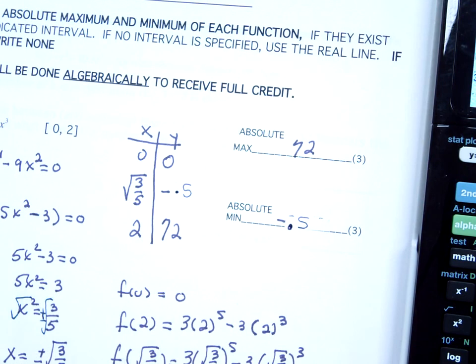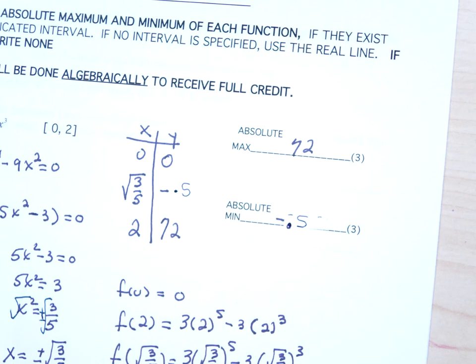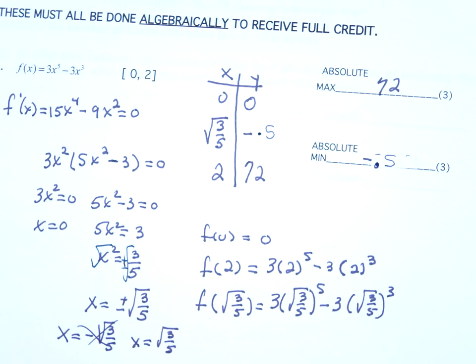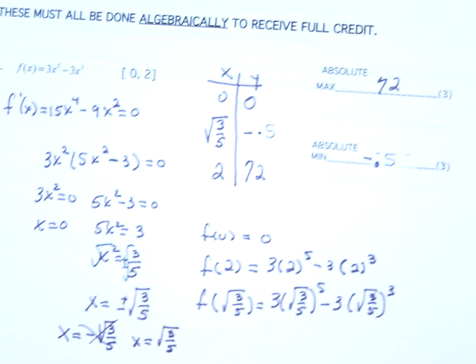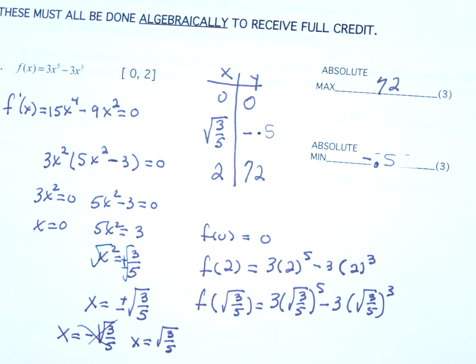Okay, we got it. Now I have my same calculator out. And that's it. That's an absolute maximum. No number line, no increasing, decreasing, flat out numbers. That's all you're looking for.